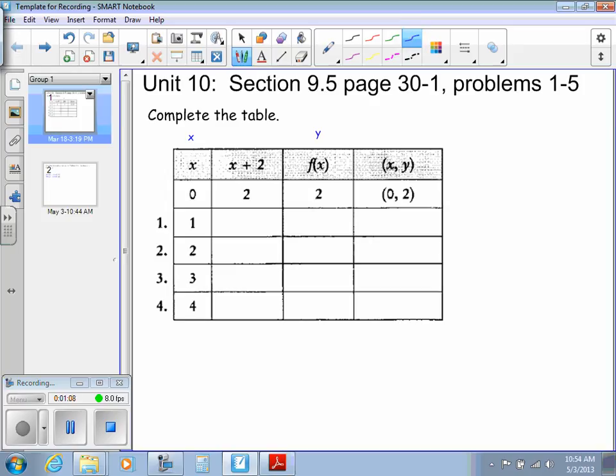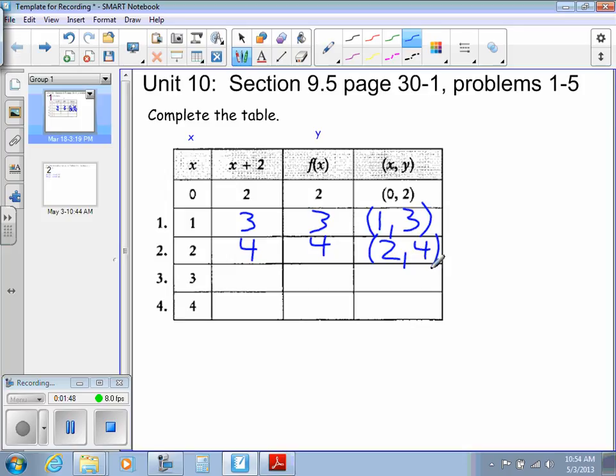So if we plug in a 1 for x, 1 plus 2 is 3, so the f of x is 3. And our ordered pair now is 1, 3. If we plug in 2 for x, the f of x, the f of 2, let's just go ahead and use that notation. The f of 2 would be 2 plus 2, which is 4. And so the f of x, or the f of 2, is 4. And we now have 2, 4.